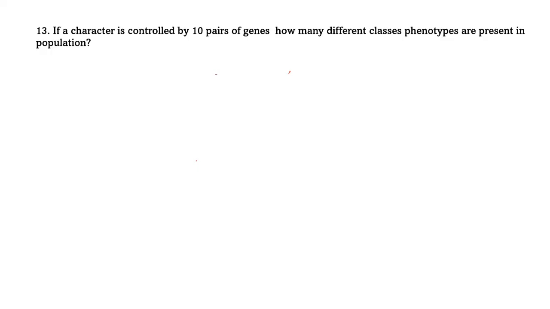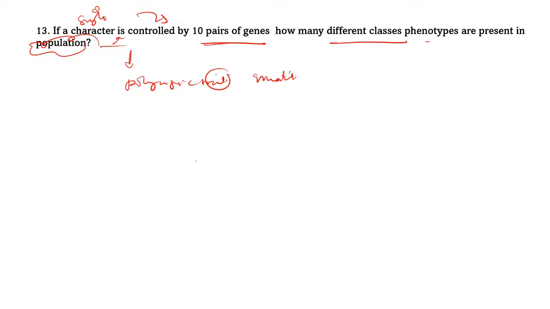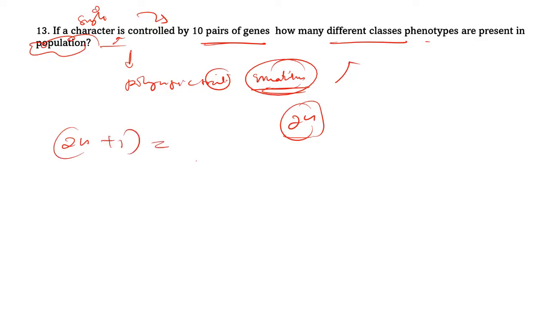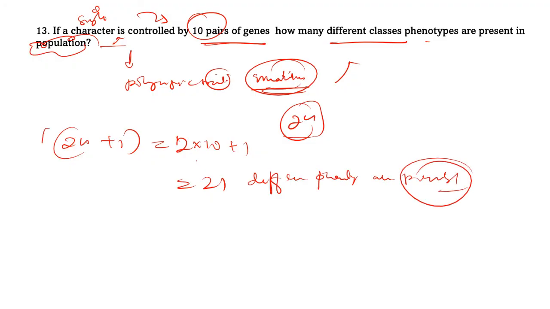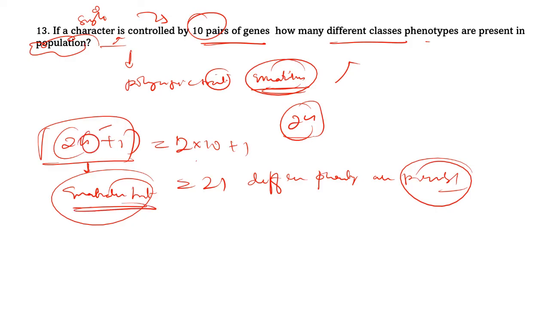If a character is controlled by 10 pairs of genes, how many different phenotypic classes are present in the population? Observe carefully here, they are talking about a polygenic trait. Since a single character is controlled by more than one gene, it is a polygenic trait, or simply a quantitative trait. For a qualitative trait the simple formula is 2 power n, but they are asking about a quantitative trait here. So the formula is 2n plus 1, where n is the number of genes. The number of genes is 10 here, so it is 2 into 10 plus 1. It will be 21 different phenotypic classes. So make sure to remember this formula, which is for quantitative traits, where n is the number of genes.